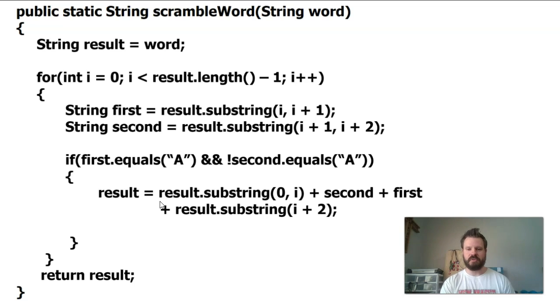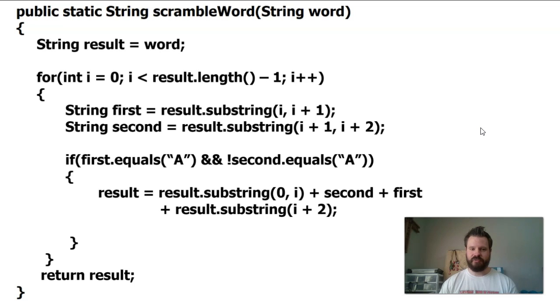And here we're using substrings like crazy. That's something we'll review in a second. But basically I want result to now be equal to everything in result from 0 until that index I'm looking at, the one I'm potentially swapping. Then plus the second letter, then plus the first letter, so we're switching the order of those. And then we need to add back on everything after that, so plus substring I plus 2. Because if I was the first letter, I plus 1 is the second letter, we want to add everything on after that, so I plus 2.